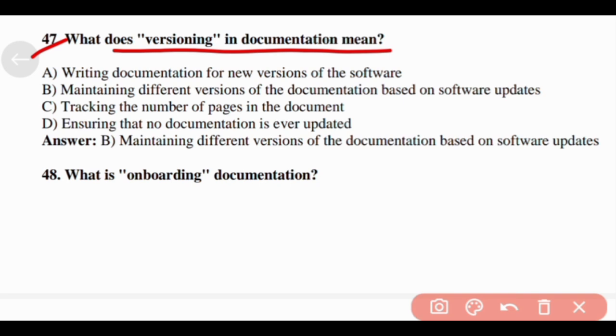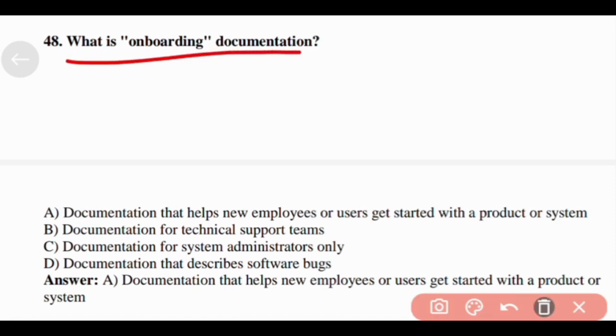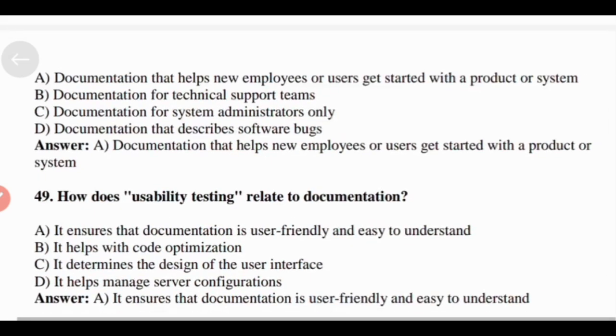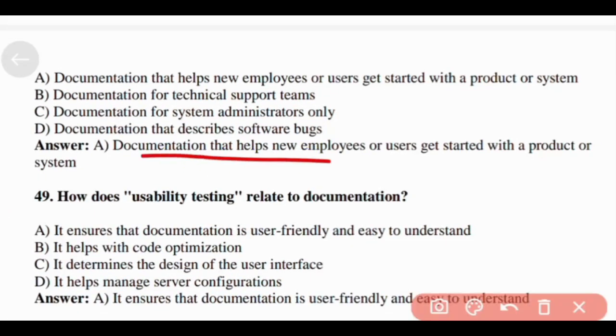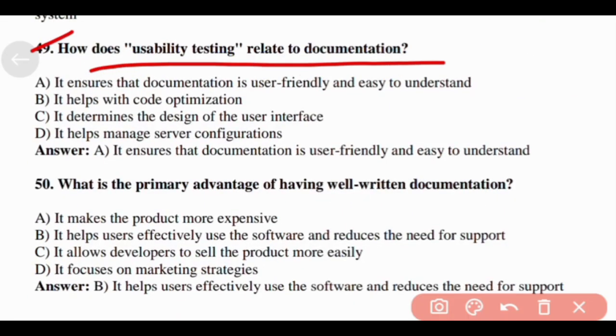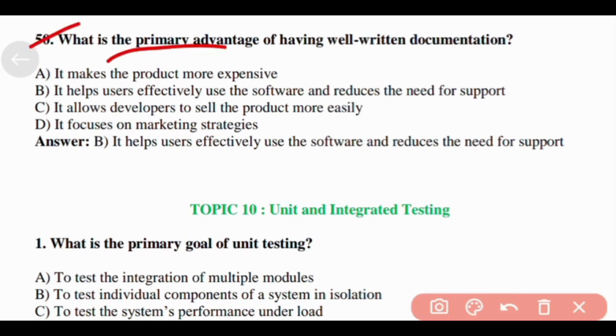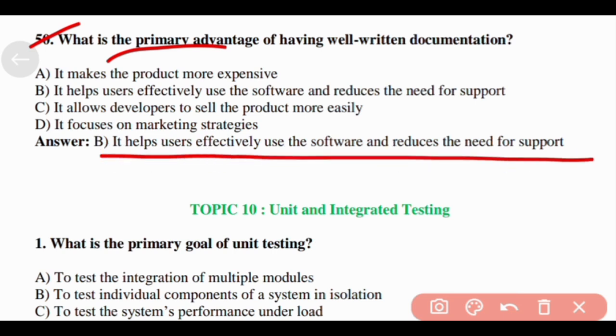What does versioning in documentation mean? Maintaining different versions of the documentation based on software updates. What is onboarding documentation? Documentation that helps new employees or users get started with a product or system. How does usability testing relate to documentation? It ensures the documentation is user friendly and easy to understand. What is the primary advantage of having well written documentation? It helps users effectively use the software and reduces the need for support.